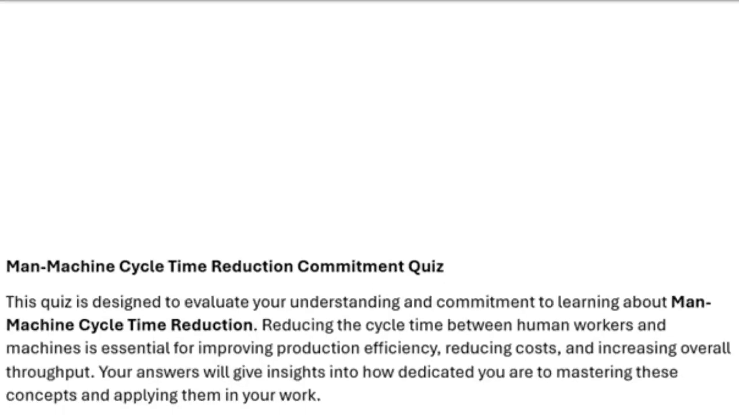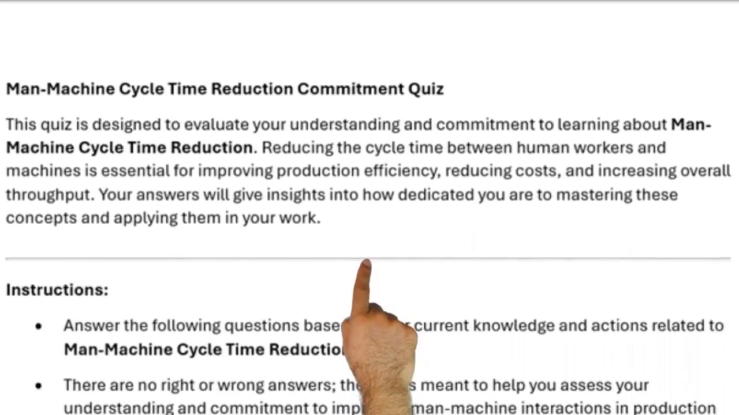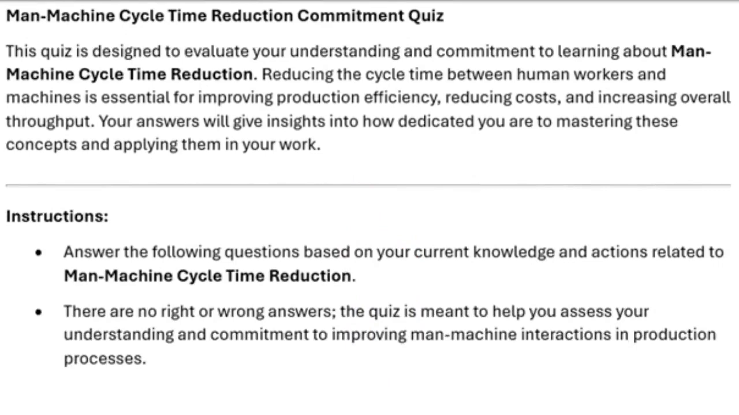This quiz is designed to evaluate your understanding and commitment to learning about man-machine cycle time reduction. Reducing the cycle time between human workers and machines is essential for improving production efficiency, reducing costs, and increasing overall throughput. Your answers will give insights into how dedicated you are to mastering these concepts and applying them in your work. Answer the following questions based on your current knowledge and actions related to man-machine cycle time reduction.